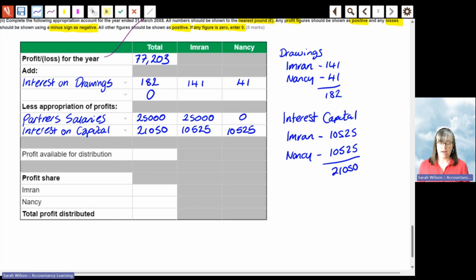So now we need to do that calculation to work out what profit is available for distribution. So 77,203 was our profit. We're going to add on the £182. Then we're going to take off the partners' salary and the interest on capital, which gives us 31,335. So we add our interest on drawings and we take off salaries and interest on capital.